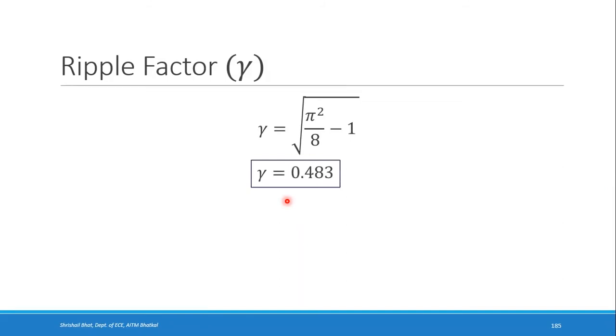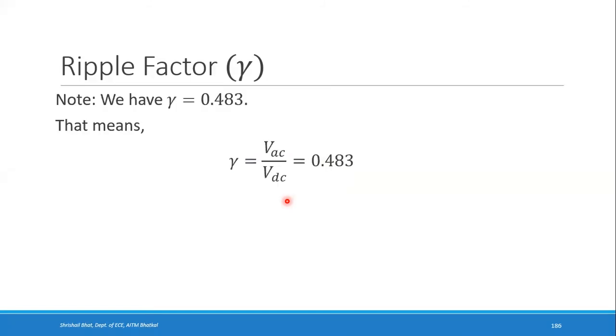So what this means, see, in a half wave rectifier it was 1.21. The AC component was more than the DC component. Here it is almost half of the DC component, near 0.5, but it's 0.483. So VAC by VDC is 0.483. That means VAC is 0.483 times VDC. Okay, that's the meaning of this ripple factor.